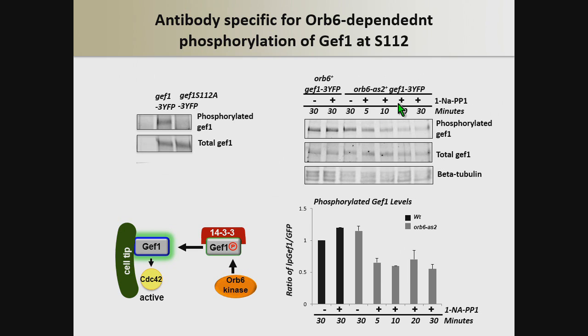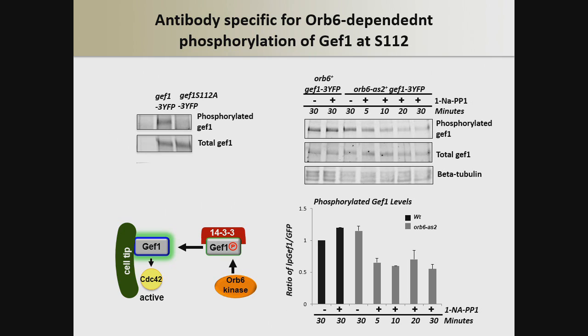In a different strain that is sensitive to inhibition by the kinase inhibitor 1-NM-PP1, an analog-sensitive form of ORB6, this inhibitor reduces the activity of ORB6. As you can see, through time, when you treat cells with 1-NM-PP1, the levels of phosphorylated Gef1 are reduced, suggesting that this antibody can also be a great tool to monitor the activity of ORB6 in cells.